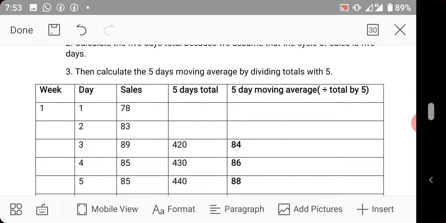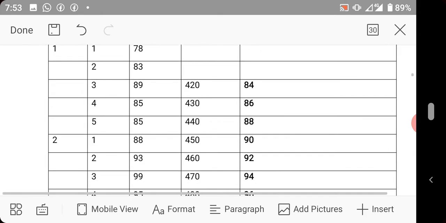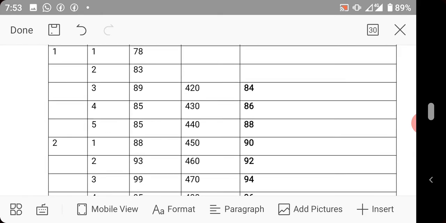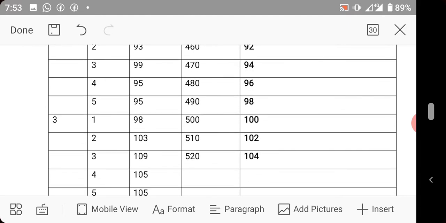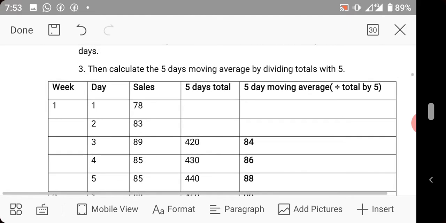Week 1. Now, under week 1, we have day 1 to 5. Week 2, we have day 1 to 5. Week 3, we have day 1 to 5. Then with their respective sales, in these respective sales, you are meant to take total.